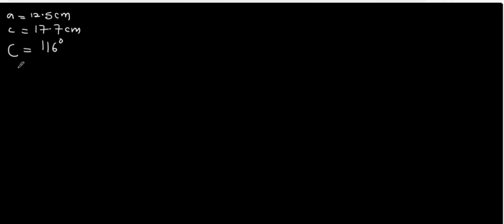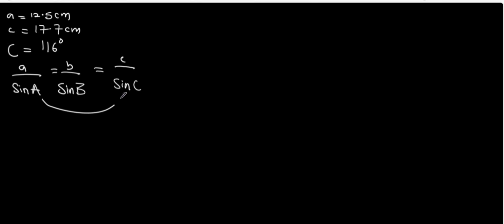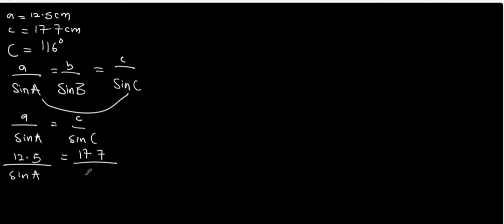The sine rule states that the ratio of a side and the sine of its angle, that is the ratio of side A and sine A, is equal to the ratio of side B and sine B, which is also equal to the ratio of side C and sine C. Since we are given A and C, we use the ratio of these two: A over sine A equals C over sine C. So we have 12.5 over sine A equals 17.7 over sine 116 degrees.